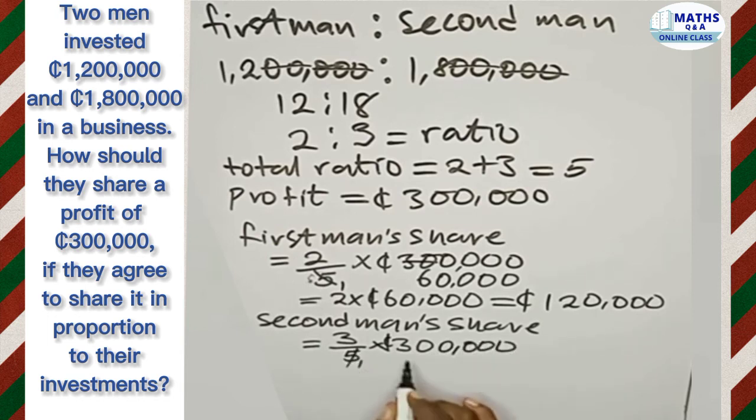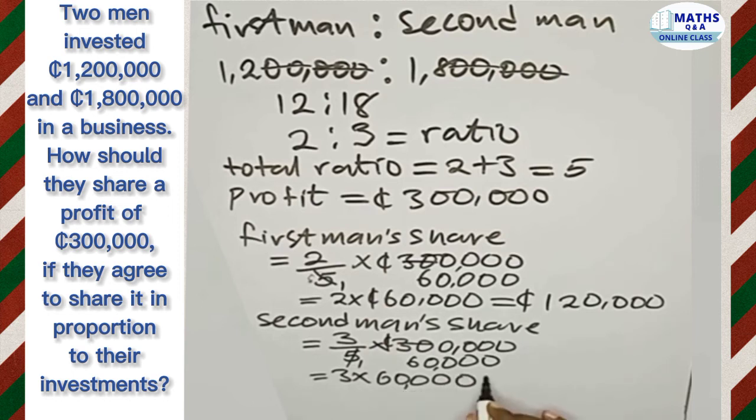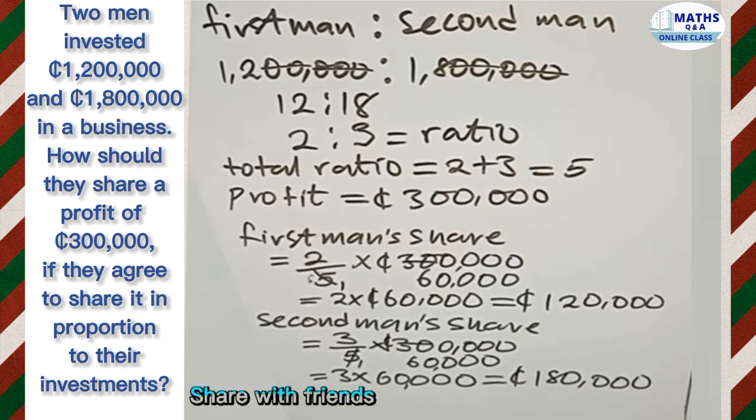Then we do the same reduction, and that is giving us 60,000. Then we multiply the 3 by the 60,000, and that amounts to 180,000 cedis. So the first man received a portion of the profits, which was 120,000 cedis.